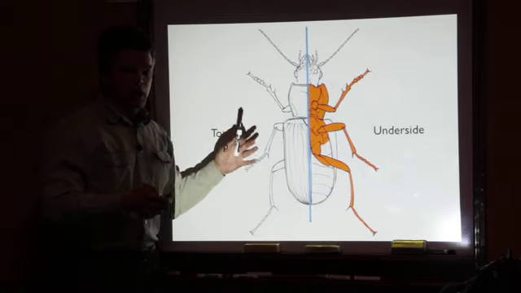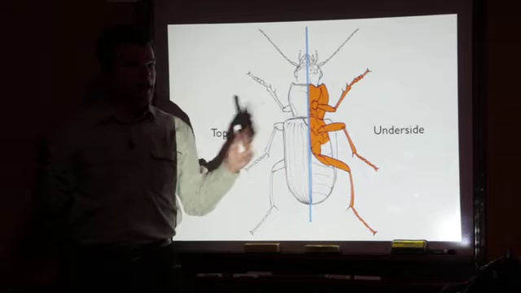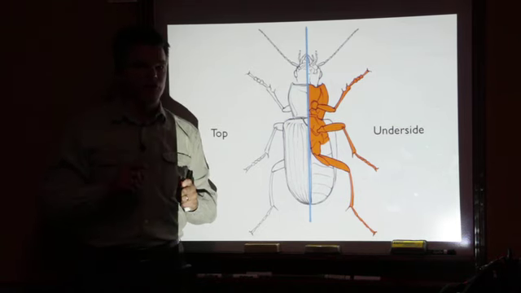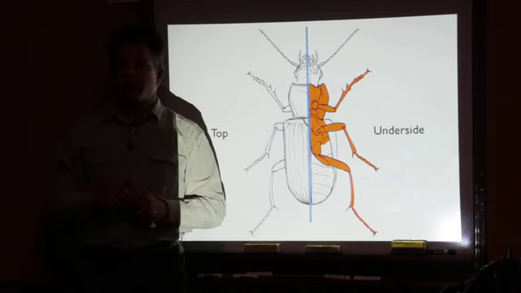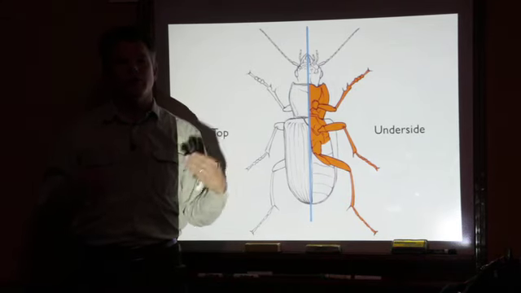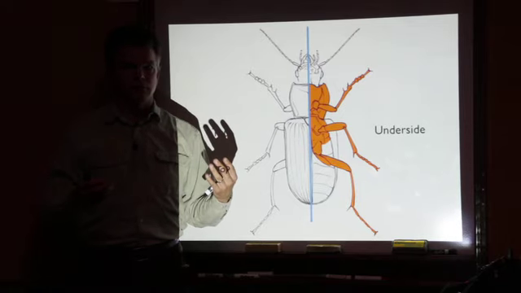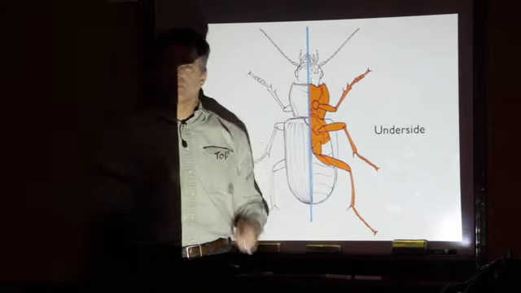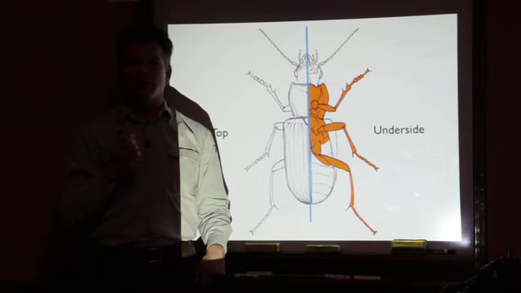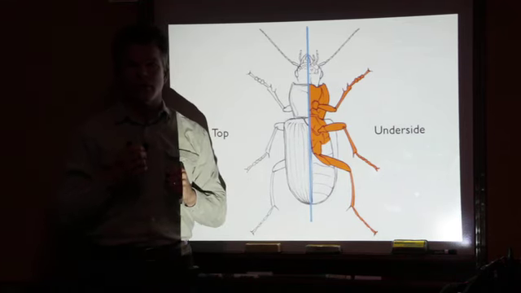Now let's take a look at how these legs attach in eight different orders of insects. You are already familiar with a bunch of these basic orders of insects. When you think of big groups of insects that you know, you're probably thinking about insect orders. So what are some big groups of insects that you know? Beetles. Beetles, exactly. Beetles are an insect order. What else? Flies, good. Flies are another.